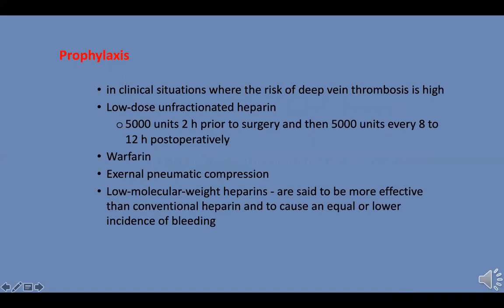So how do you prevent DVT? In clinical situations where the risk of DVT is high, you can use low-dose unfractionated heparin, 5,000 units 2 hours prior to surgery, and 5,000 units every 8 to 12 hours post-operatively. Warfarin can also be used, external pneumatic compression. Low molecular weight heparins are said to be more effective than conventional heparin and to cause an equal or lower incidence of bleeding.